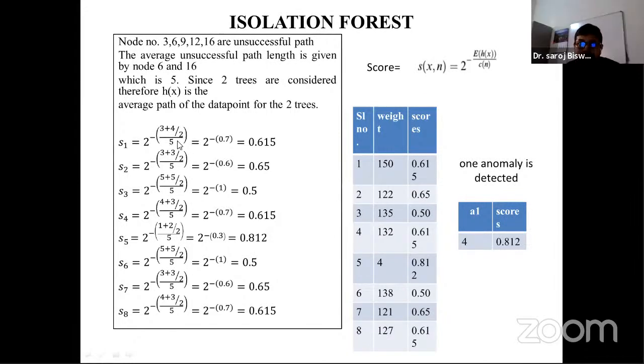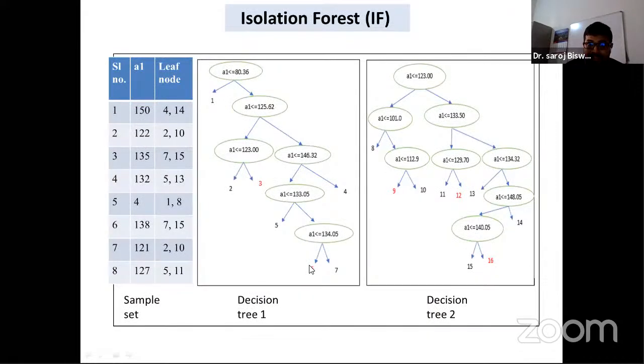By average of the unsuccessful path. See here, in case of this, the unsuccessful path is this. The maximum length path that we can have, a number of unsuccessful paths in each tree. So in this tree, we have which one? This path 1, 2, 3. So the unsuccessful path length is 3 here. 1, 2, 3, 4. 1, 2, 3, 4, 5 here. So the longest path we have to take from each of the trees. So the longest one is 5.